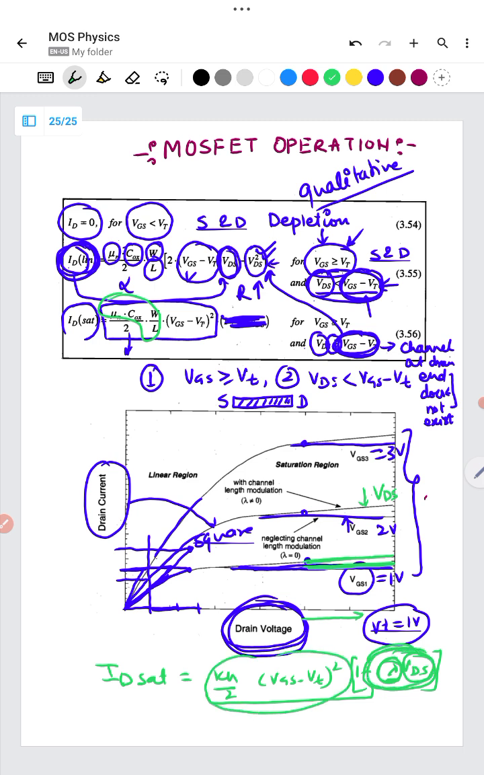So the overall current, the saturation current, would be mu n Cox divided by 2, W by L, VGS minus VT whole square, times 1 plus lambda VDS.